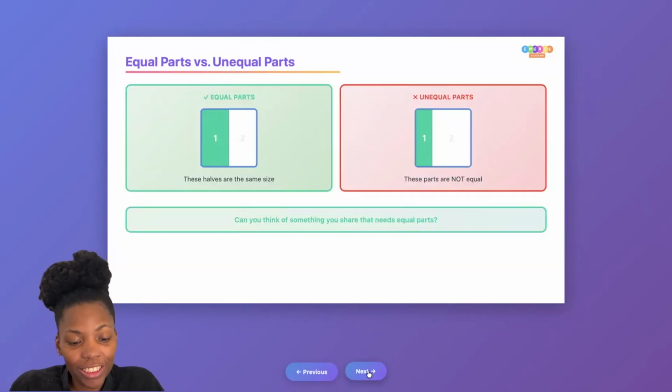So as you can see on the screen, there are two different diagrams. The first one is showing equal parts. These halves are the same size. And then the unequal parts. As you can see, the parts are not equal. They are not the same size. Can you think of something that you can share that might need equal parts? I'll give you a few seconds to think of something. So, were you able to think of anything? Here are the three that I thought of. Maybe a pizza, or a chocolate bar, or maybe even a sandwich that you could share with somebody.